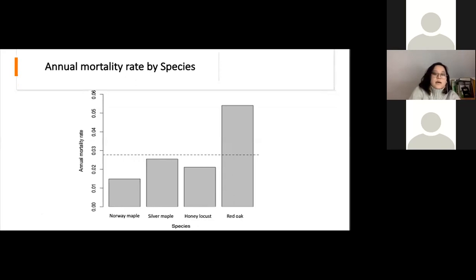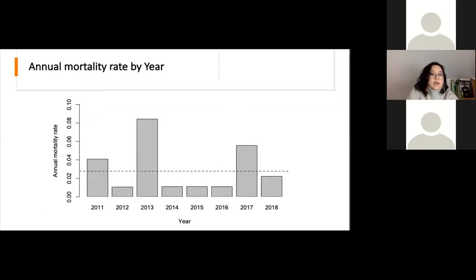We picked 4 most common species to analyze. It appears that red oak mortality is significantly higher than the other species. It's not entirely clear why red oak has such high mortality, but again, it highlights the links to mortality that should be investigated. And the third analysis we did was mortality rate by year.